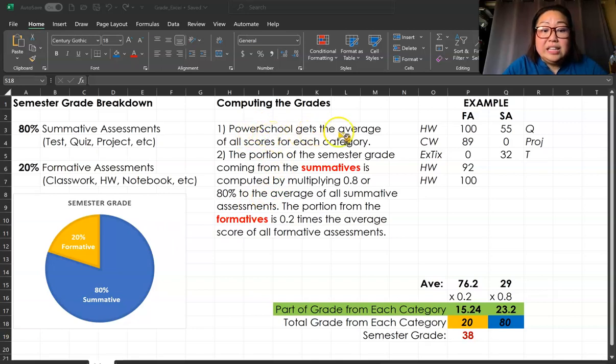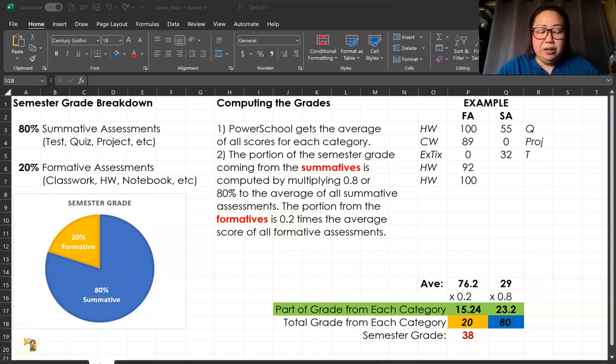Now let's talk about how grades are getting computed. PowerSchool gets the average of all the scores for each category. When teachers put in the grades for the homeworks, the tests, the quizzes, they classify them as formative or summative. Every time grades are entered, PowerSchool automatically gets the average per category. Those averages then get multiplied by the percentages assigned to them. The average of summatives gets multiplied by 0.8, or 80%, while the formatives average gets multiplied by 0.2, or 20%.